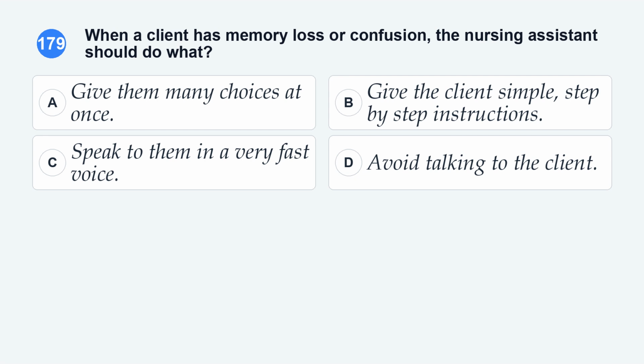Option A. Give them many choices at once. Option B. Give the client simple, step-by-step instructions. Option C. Speak to them in a very fast voice. Option D. Avoid talking to the client.